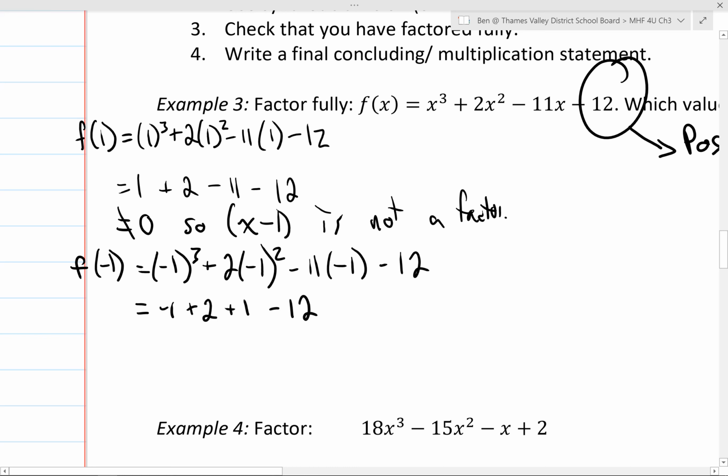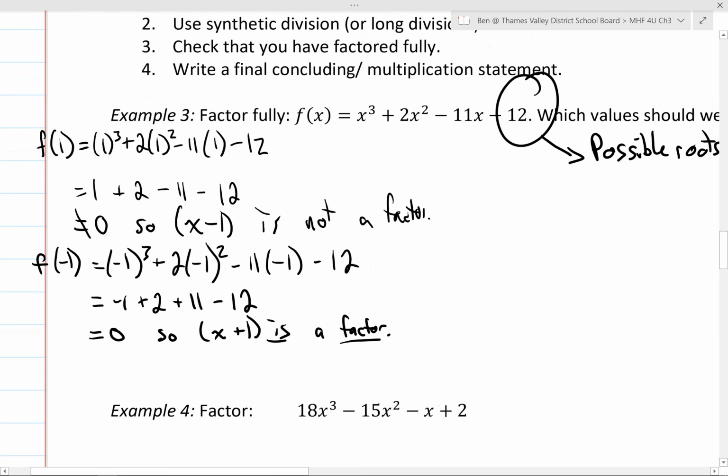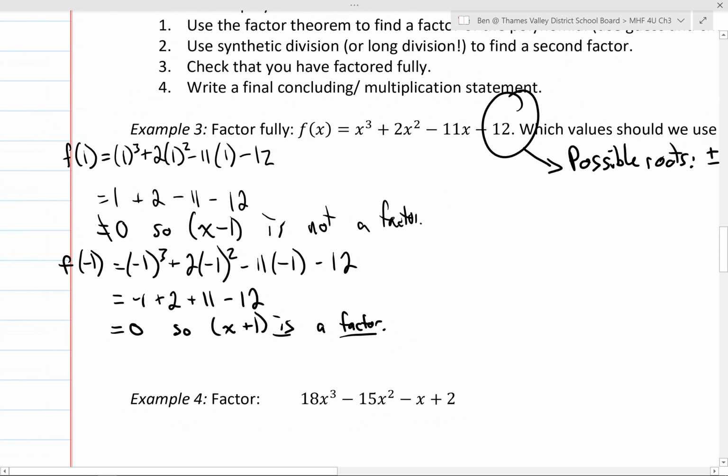Again, we're not using calculators, but if I put that into my mind, I add these up. Negative 1 plus 2 plus 11 minus 12. This equals 0. That tells me that x plus 1 is a factor. Now that I found one, I can stop searching. I can use my synthetic division to factor this x plus 1 divisor out of my dividend.